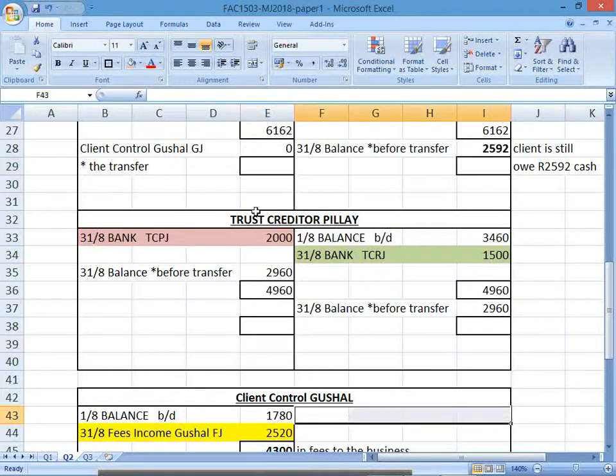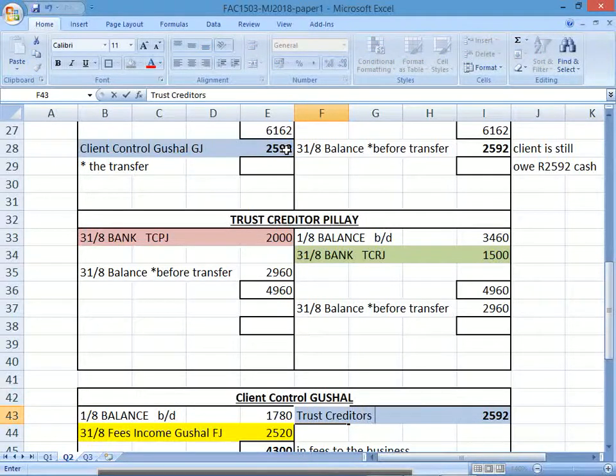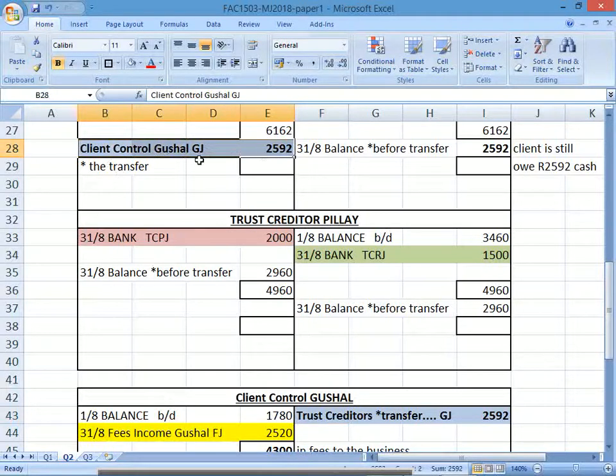Okay, the transfer here would be for an amount of 2592 because you're limited to that figure. You cannot transfer more than what the client has in his own account. Okay, so that figure goes there, and then this would have been trust creditors asterisk transfer. Okay, obviously these accounts would have affected the bank. Okay, because it would have to have gone to the bank account, obviously. Okay, but you don't have bank accounts here. You just got that, so I'm just referencing it. That debit goes with that credit.